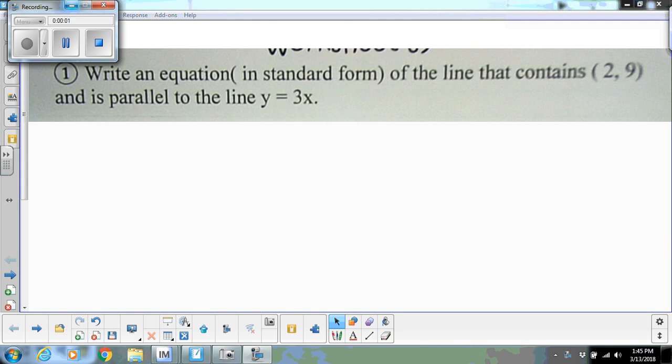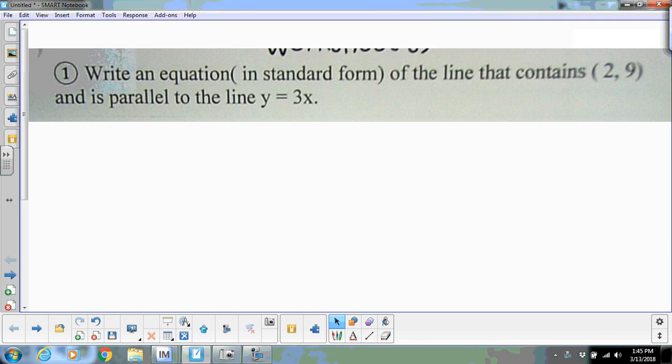All right, looking at your homework worksheet number 69. Okay, problem number one asks you to write an equation in standard form of the line that contains the point (2, 9) and is parallel to the line y equals 3x. All right, so parallel is your key word there. That means your slope's going to stay the same.